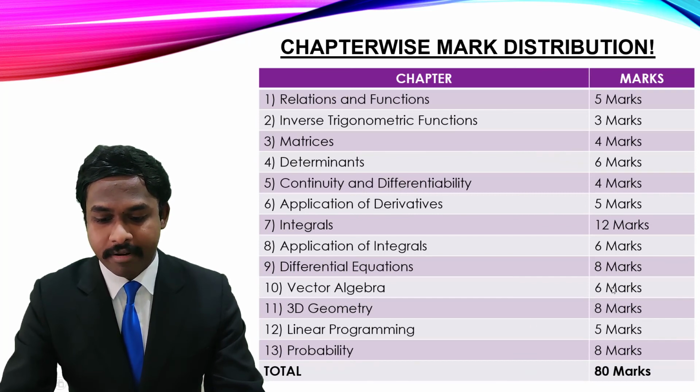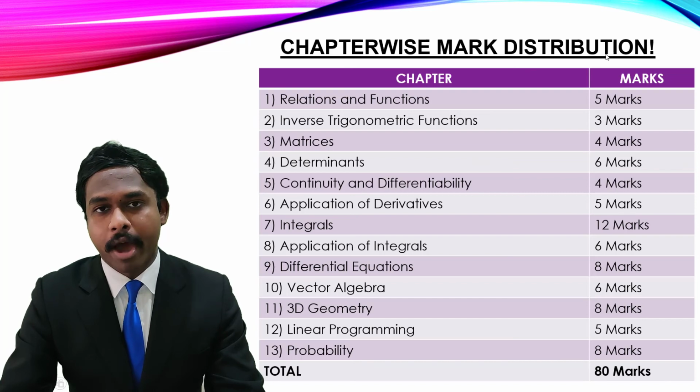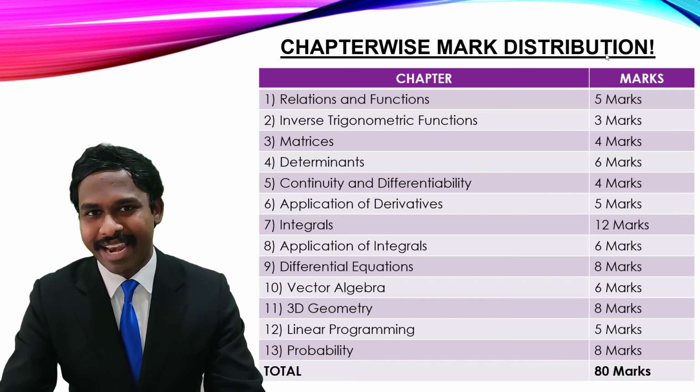And vector algebra carries 6 marks. Probability carries 8 marks. So you have to concentrate on all of these if you really want to succeed in the CBSE Class 12 Mathematics Board examination.